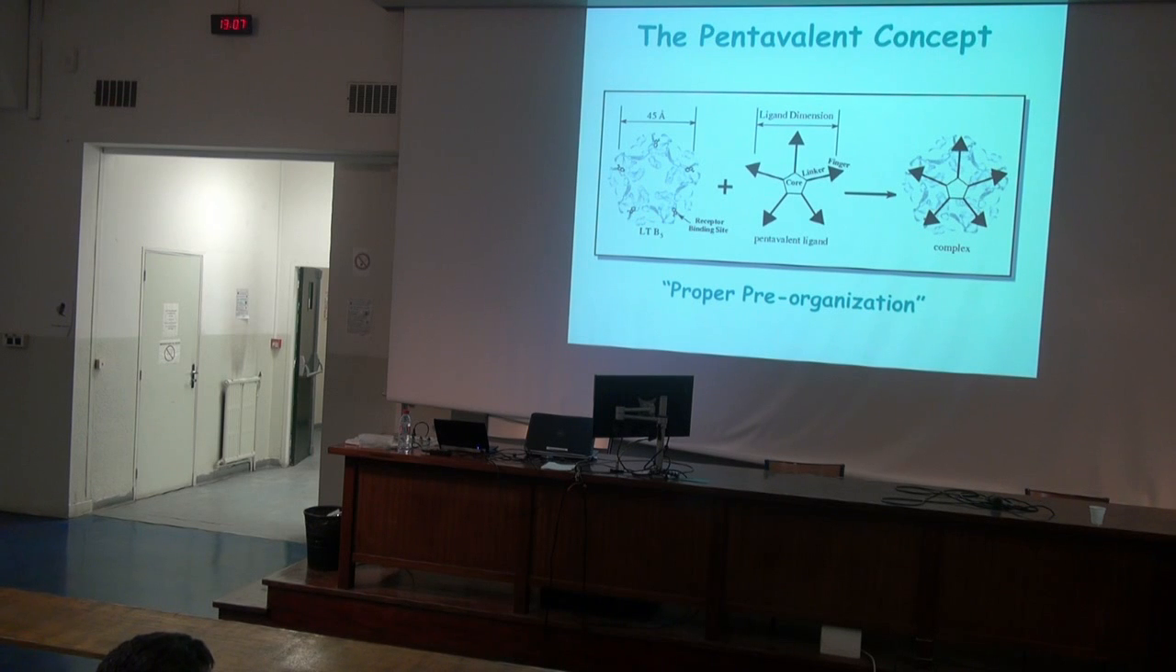So you increase the local concentration of the 4 others dramatically compared to having them free in solution. So this is the pentavalent, and this is then the complex you form. But the idea is that by binding the first one, the 4 others are already nearby, and they don't have to travel that far to get where they should be, that is at the other 4 binding sites.